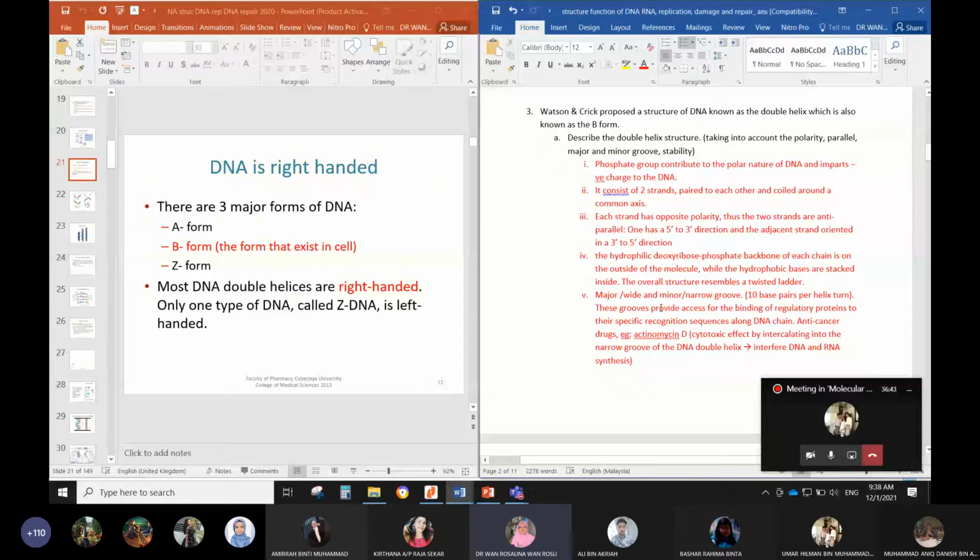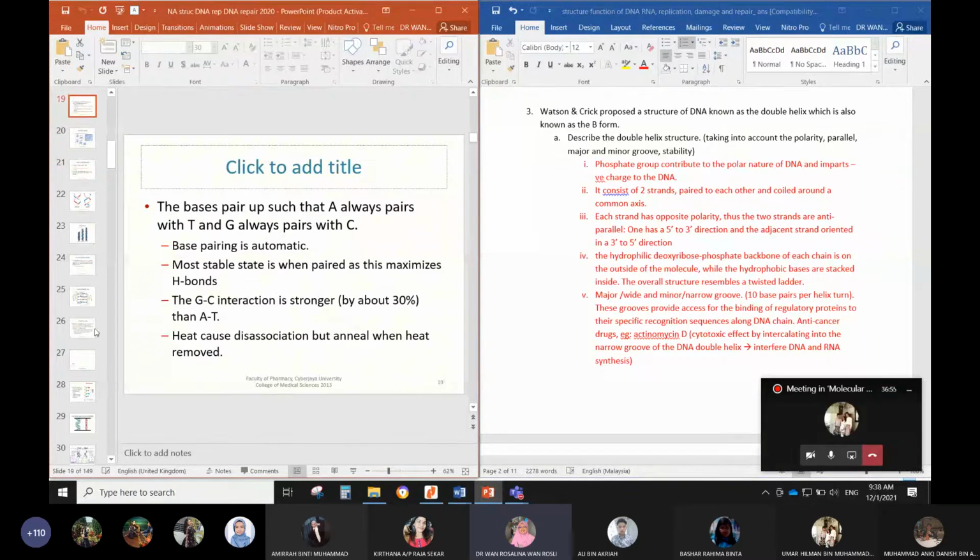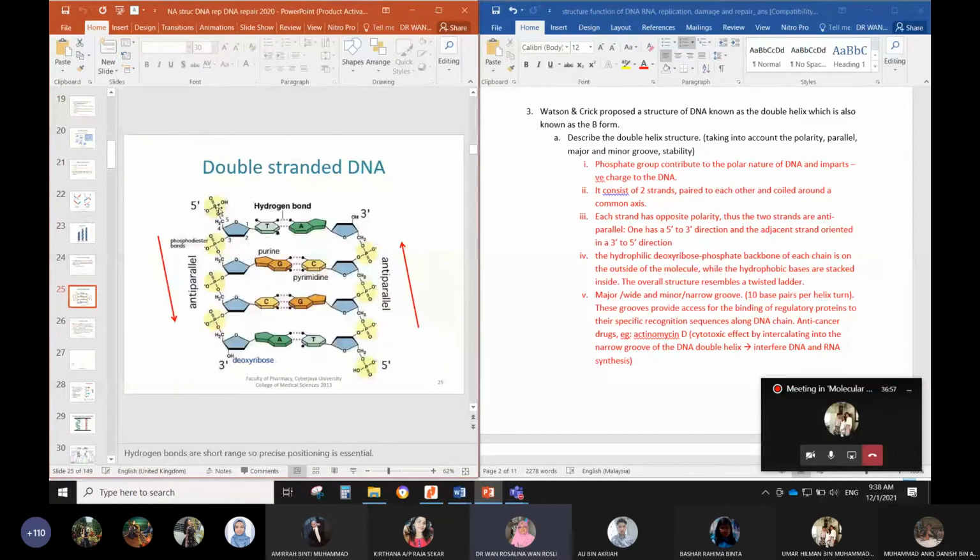So we have the phosphate group that contributes to the polar nature of the DNA. Because the DNA has this phosphate backbone, if you can see the phosphate group, this serves as a backbone, and because of this it imparts a negative charge to the whole molecule. So we actually use this property to differentiate DNA from other molecules.